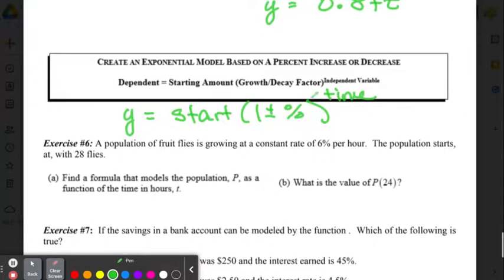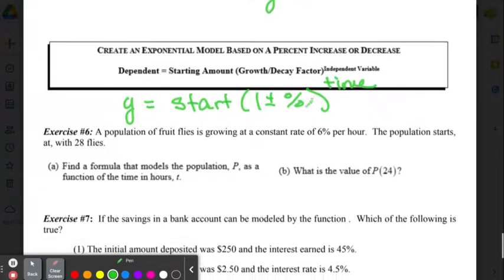Okay, problem number 6. A population of fruit flies is growing at a constant, so growing means plus, constant rate of 6% per hour. Whenever I see that percent symbol, I know I need to convert it to a decimal. Okay, this grammar is a little weird. The population starts with 28 flies. So part A says find a formula that models the population, P, as a function of the number of time in hours, T. Off to the side, write down what formula you think you should use.